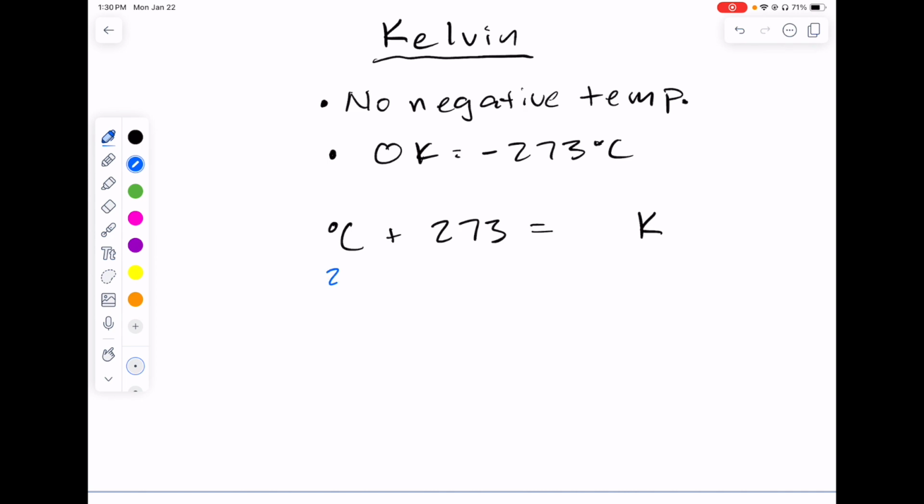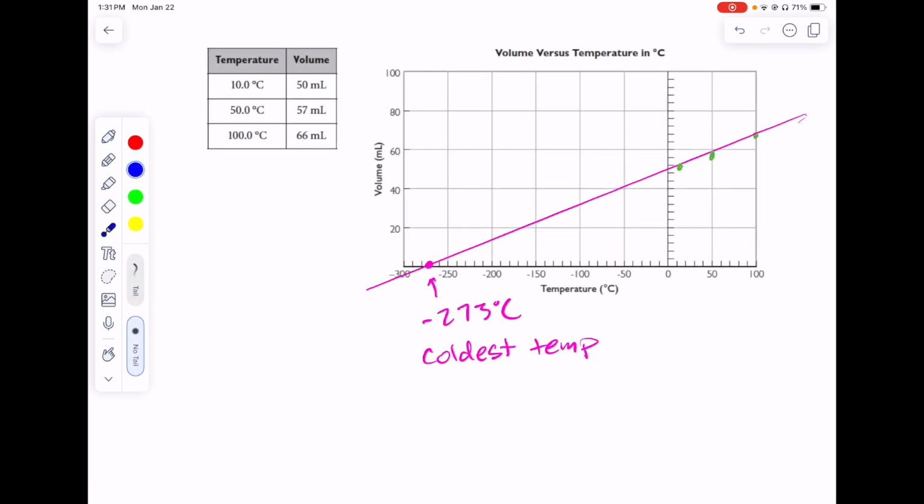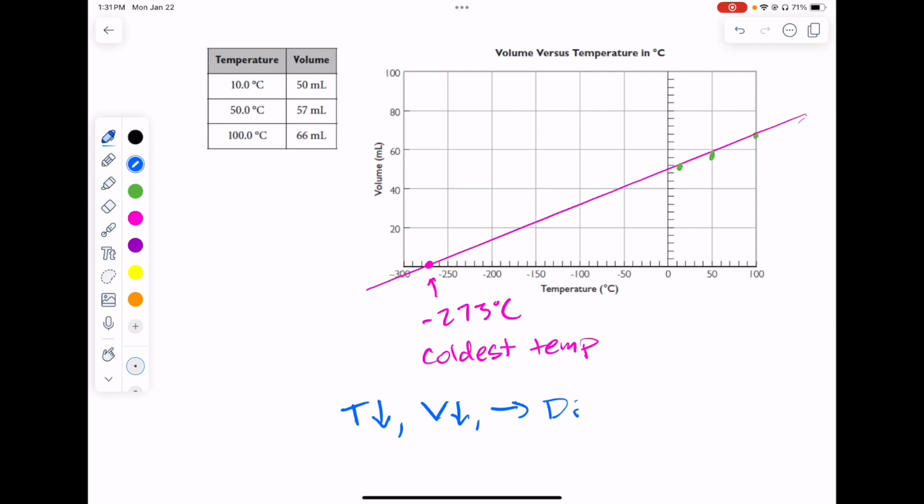For example, if we have 25 degrees Celsius and we want to know how much Kelvin it is, we just add 273 to get 298 Kelvin. Going back to our graph, we can see as the temperature decreases, the volume decreases. This shows a direct relationship between temperature and volume.